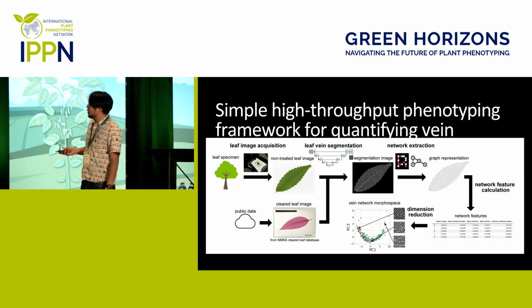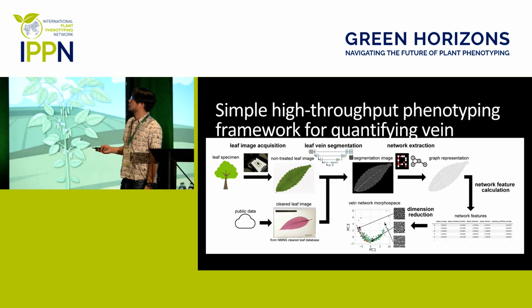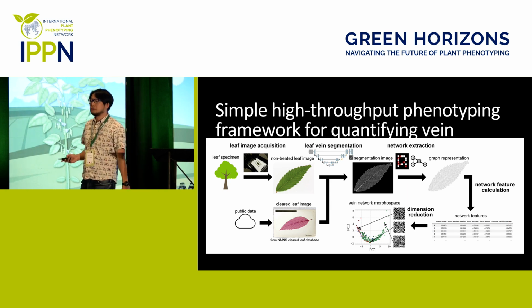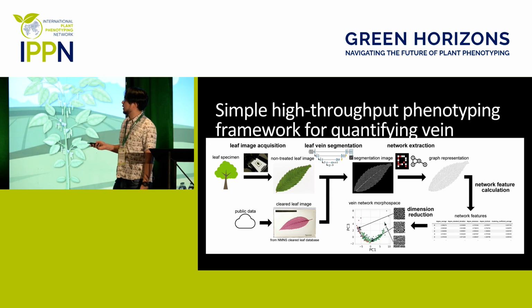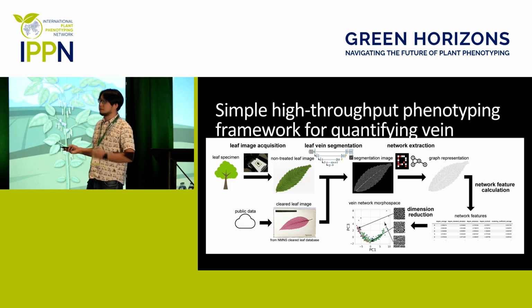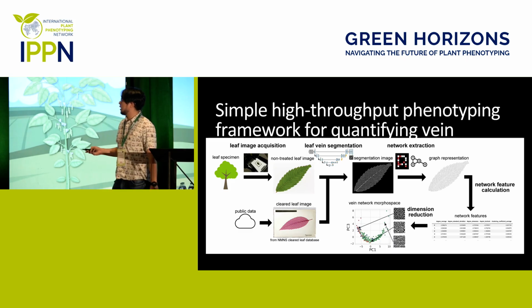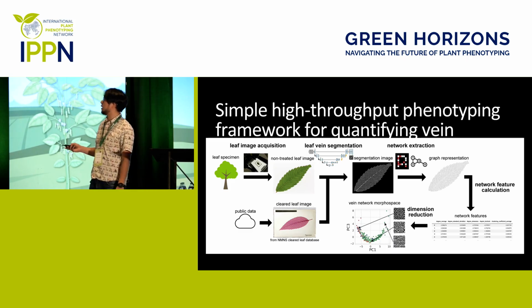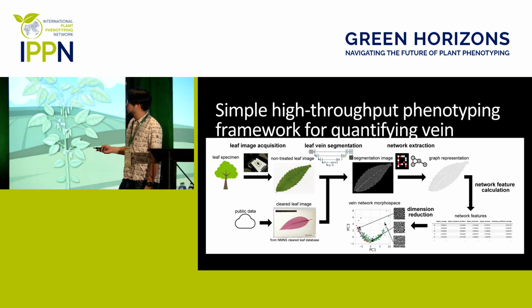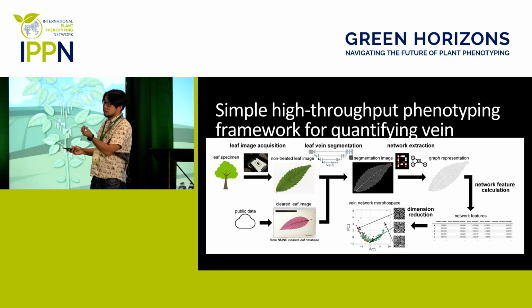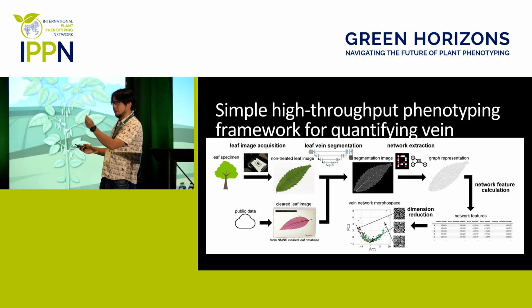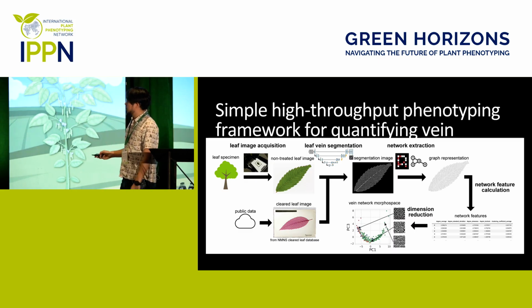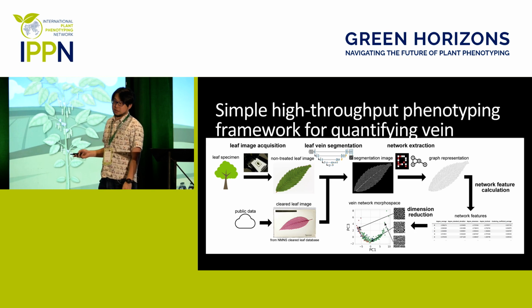Based on these image data, we first segment the leaf venation area by using a segmentation model, then extract the graph representation of the venation pattern. Finally, the network features are calculated from this undirected graph. It means that one venation pattern on a leaf can be represented as one vector, right? Then we can apply any type of statistical method to the vector data.